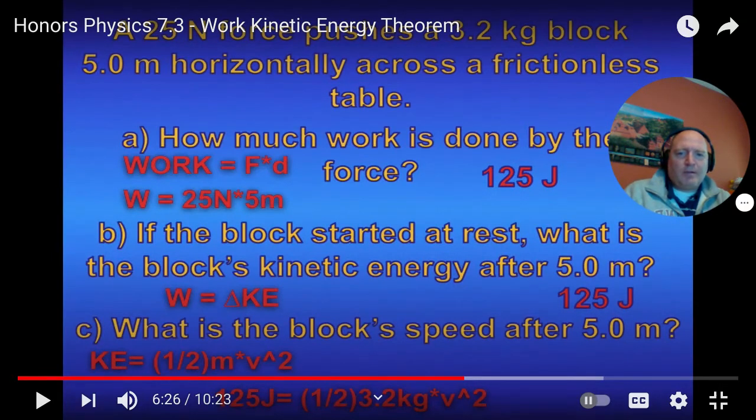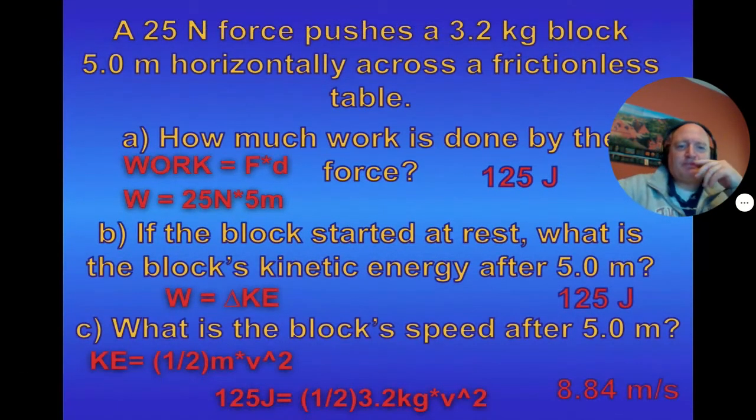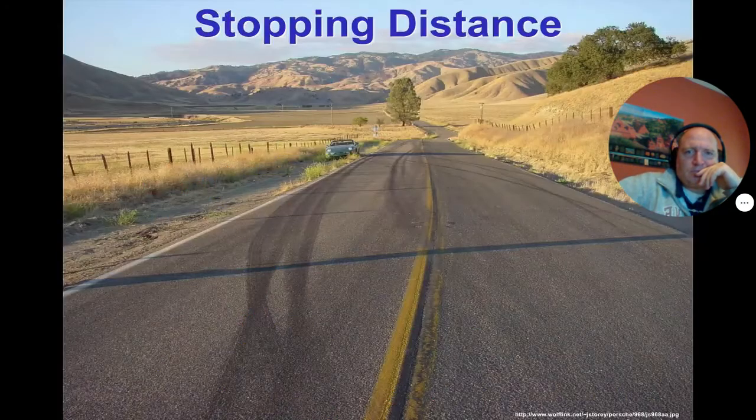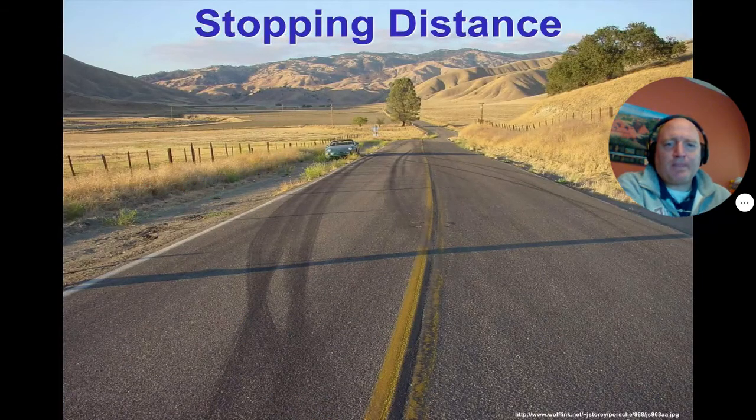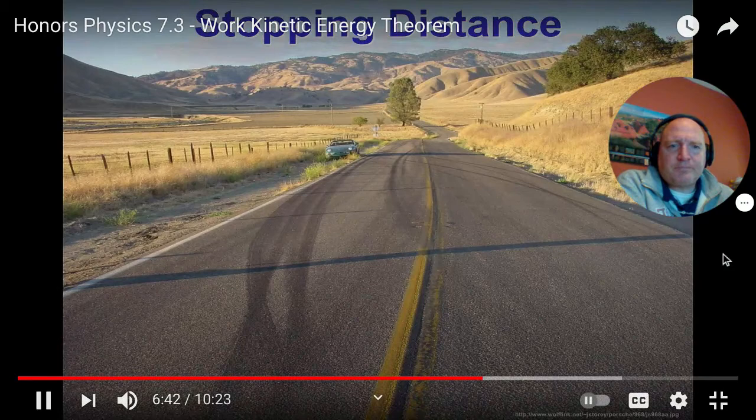So 100, about 10 meters per second. Do a little calculation, and we should get 8.84 meters of speed. Pause here if you need to get the rest of this written down. Now, using the work kinetic energy theorem, we could do some calculations involving the stopping distance of a car.